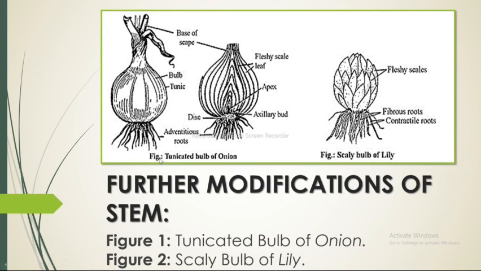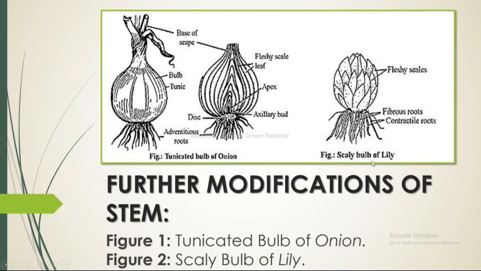So in the first figure, you can see the tunicated bulb of onion, which includes the base of the scape, bulb, tunic, and adventitious roots. This is the fleshy part, fleshy scale leaf. And this is apex, axillary bud, disc, adventitious roots, and this is base of the scape.